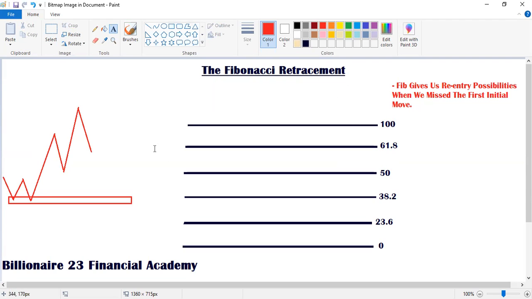The same is true for a downtrend. I'll make that example now, but let me just finish here. So let's say we had a change in trend somewhere here.